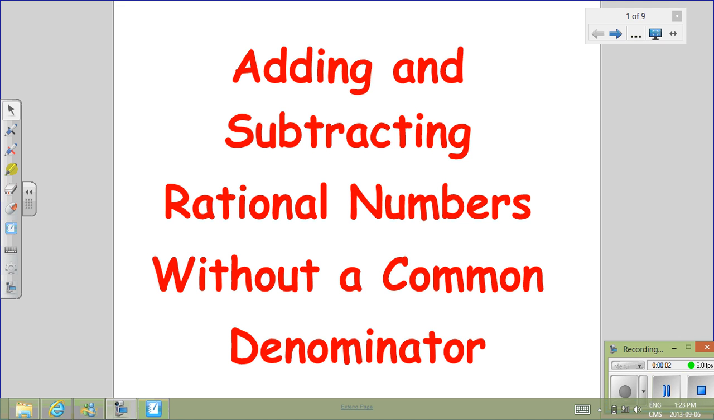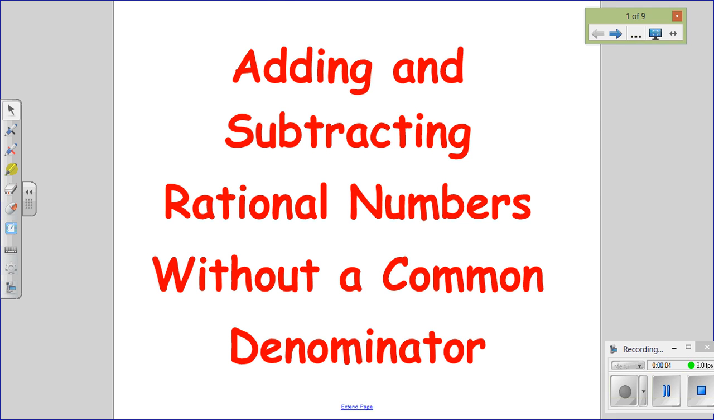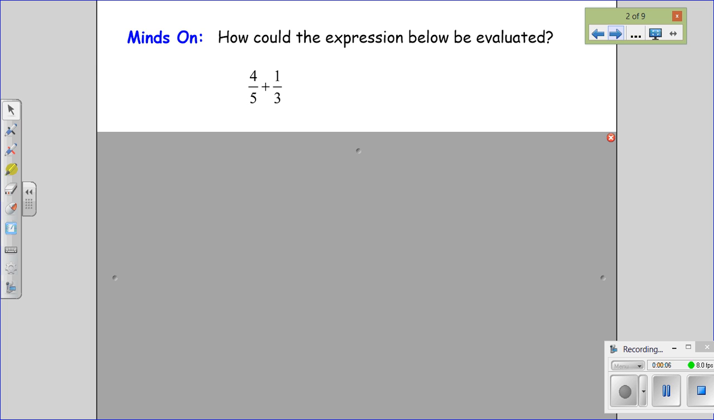Adding and subtracting rational numbers without a common denominator. How can you evaluate the expression 4/5 plus 1/3?